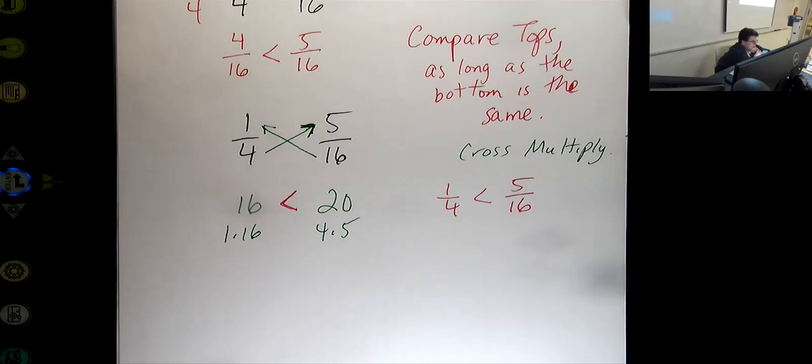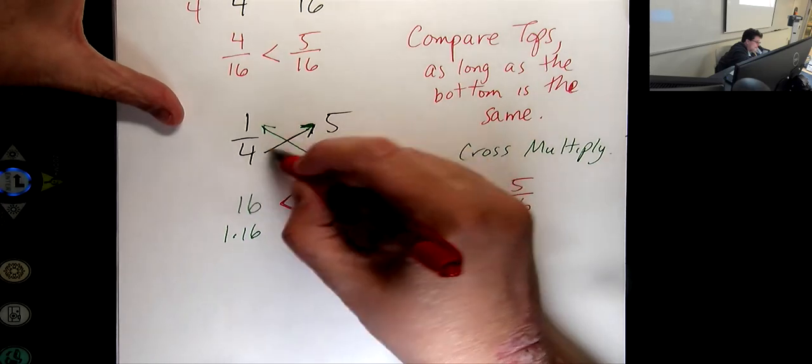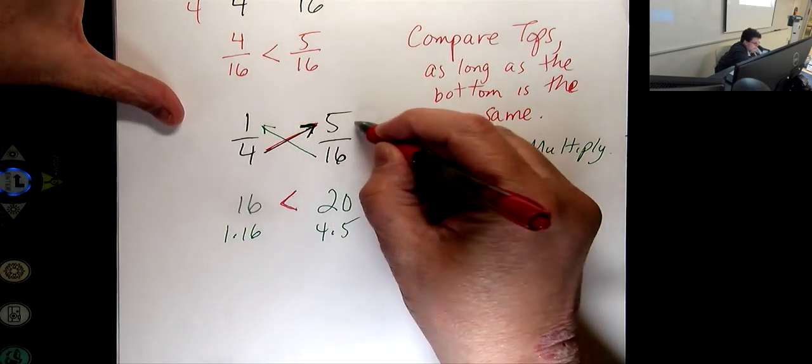The problem is you've got to make sure you stick with where you're going. I'm taking the 4 and I moved it up to the 5, so the 20 is below the 5/16.